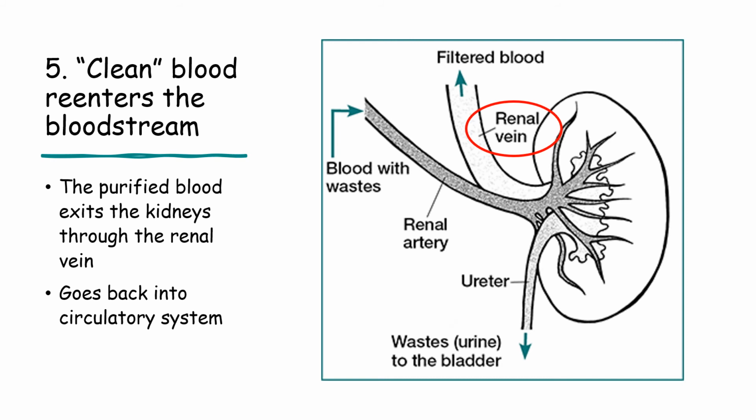Now what happens with the clean blood? Well, the clean blood re-enters the bloodstream, and that purified blood exits the kidneys through the renal vein, as you can see circled, and that re-enters the circulatory system. And this process happens over and over again, constantly in our body. Our blood is being filtered by the kidneys.